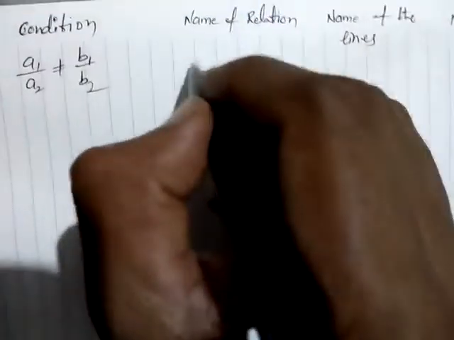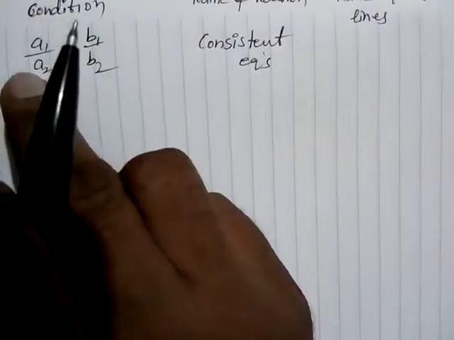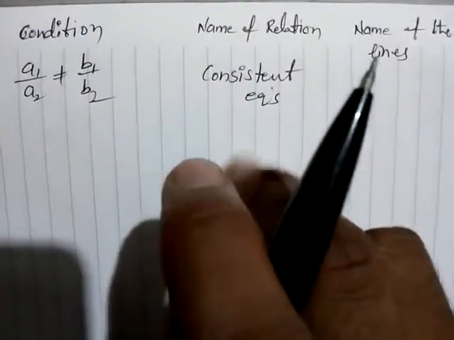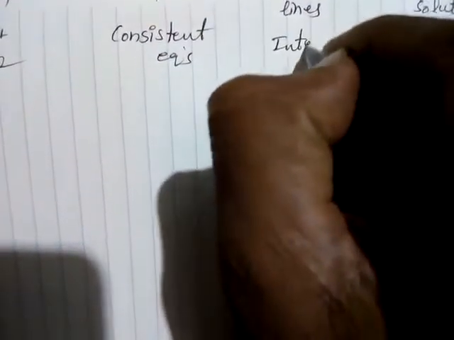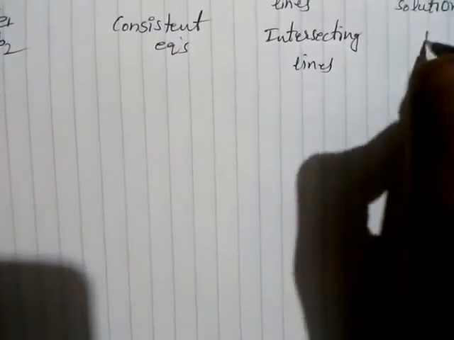So if the condition a1 by a2 is not equal to b1 by b2, what is the name of the relation? Consistent equations. If a1 by a2 is not equal to b1 by b2, then both equations are called consistent equations. What is the name of the lines? Intersecting lines. How many solutions? In this case we get only one solution.